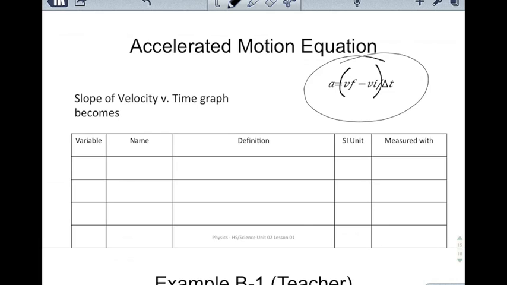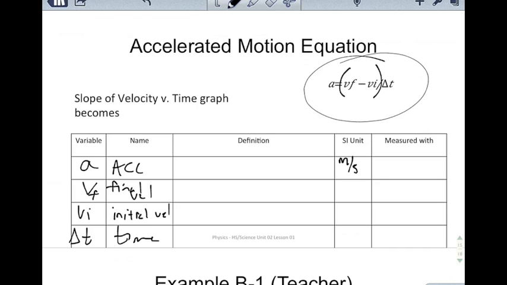So we've already looked at these variables. We know a is acceleration, vf is final velocity, vi is initial velocity, and t, or delta t, is time. Now, you should be able to fill in the definitions for these based on the earlier parts of this lecture. You should also know that the SI units are meters per second squared, meters per second, and seconds. And you should be able to figure out how to measure each one of these as well: stopwatch, accelerometers, and so forth.